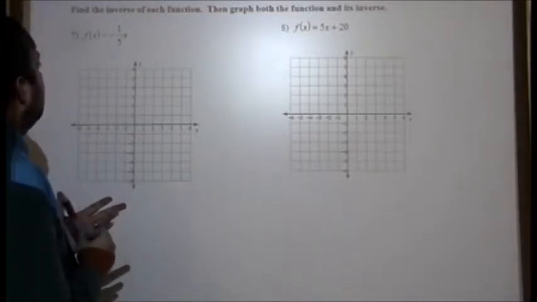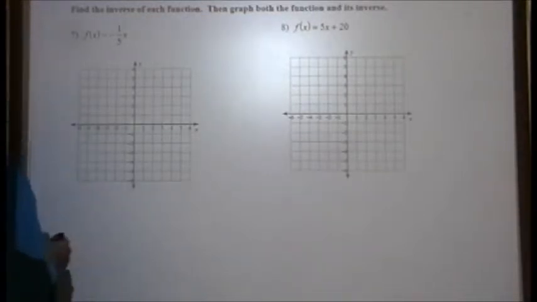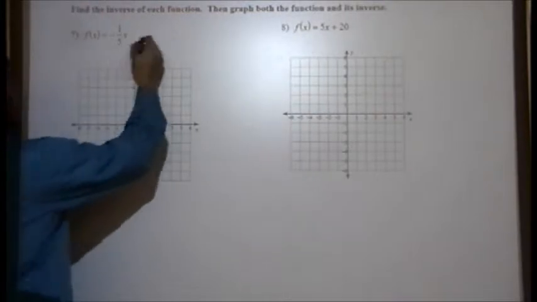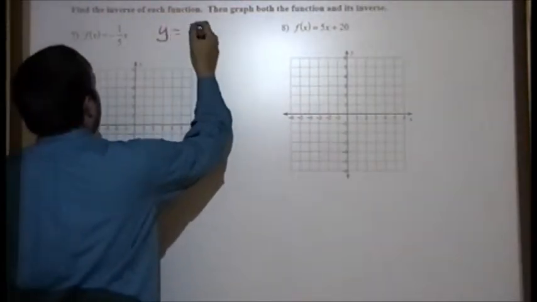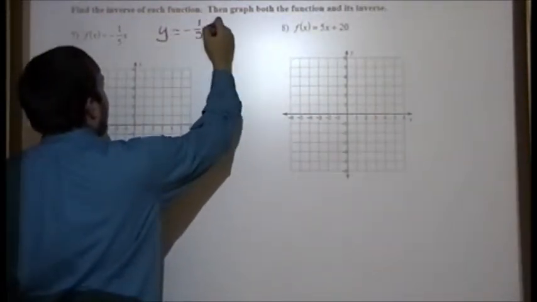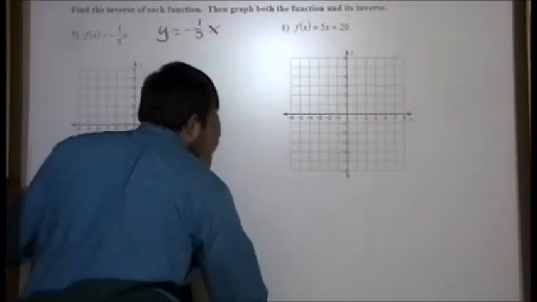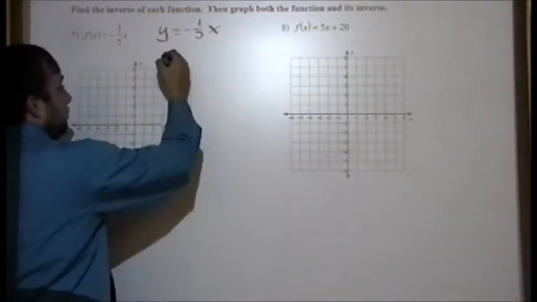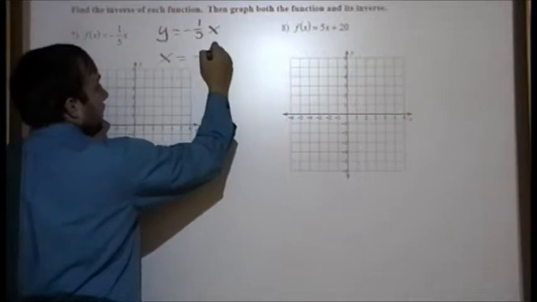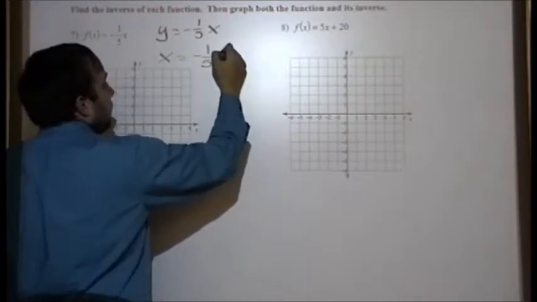Let's do number 7. So once again, I'm going to do the same thing. I'm going to write this as y equals -1/5 x instead of f of x. Now I'm going to do the inverse, switch them around. So it's x equals -1/5 y.